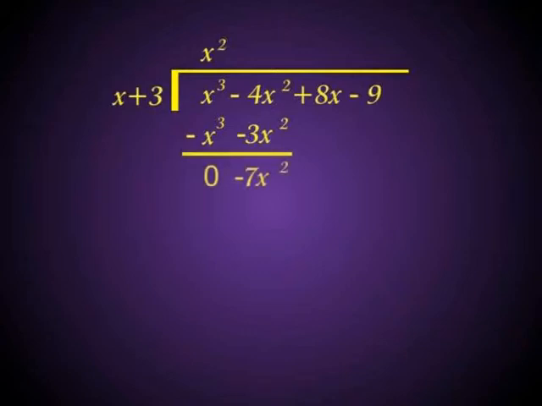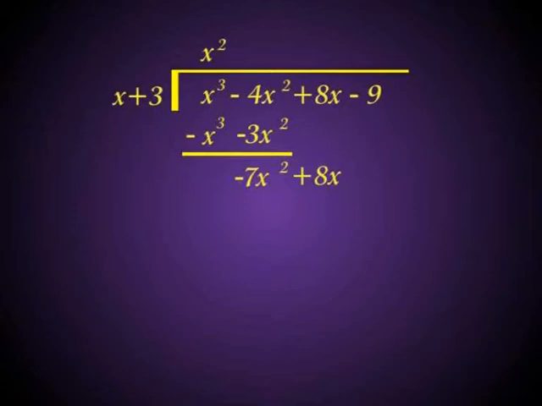x³ minus x³ is 0. -4x² minus 3x² is going to give us -7x². Step 5. Bring down the next term. That means that we take the positive 8x and bring that down. Then we start again at step 1.